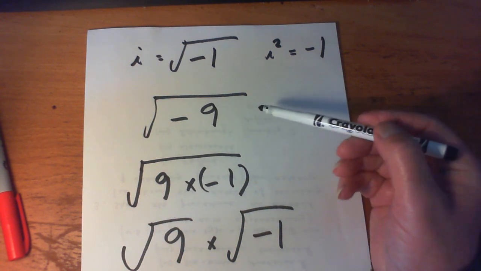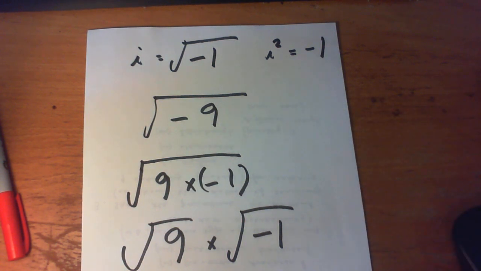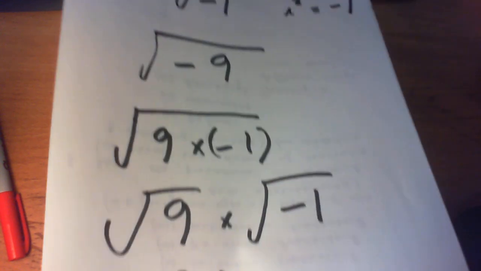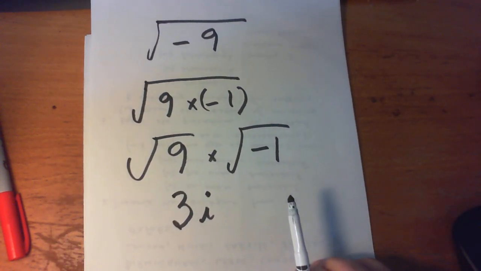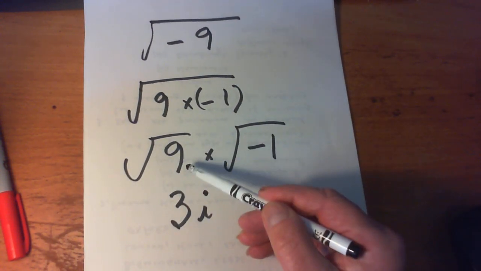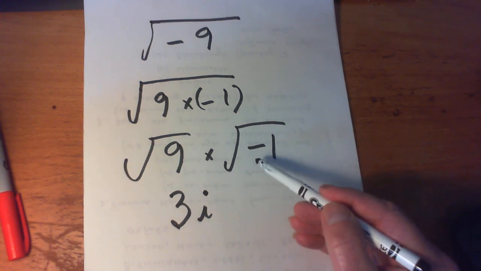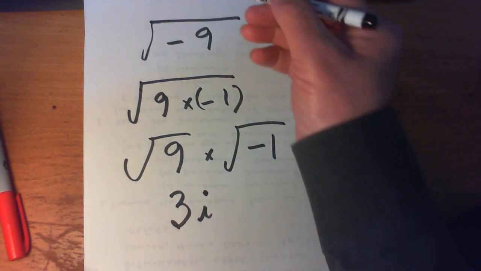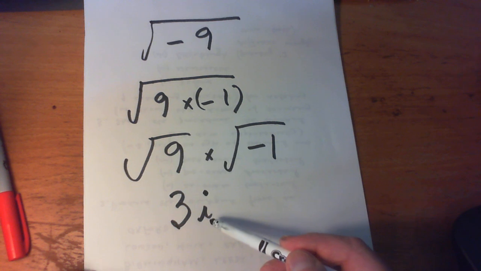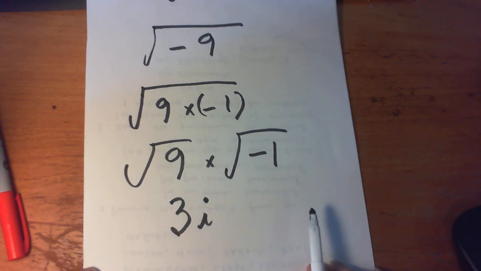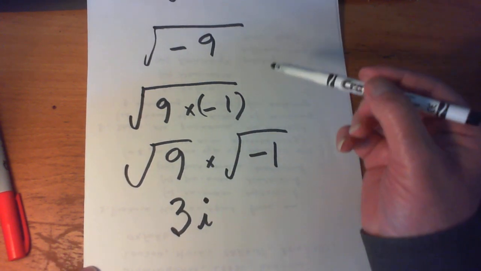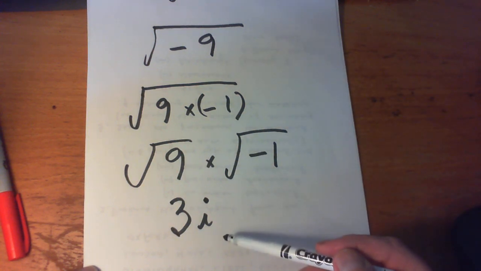So I've now defined the square root of -9 to be, my mistake again. Did you get what I was saying there? That the square root of 9 is 3, and the square root of -1, by definition up there, is i. So I've now got that the square root of -9 is 3i.